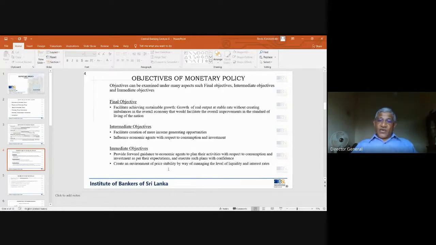Now, finally, there should be overall improvement in the standard of living of the nation. When you say nation, everybody. Maybe one segment of the society may enjoy, others will suffer. That is not the case. If the entire society is enjoying a higher standard of living, that is the final objective. And here, a very important point is there. Again, let me repeat it. Facilitate achieving sustainable growth. That means growth of real output at a stable rate without creating imbalances in the overall economy.